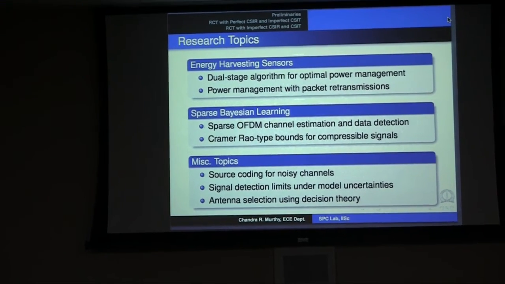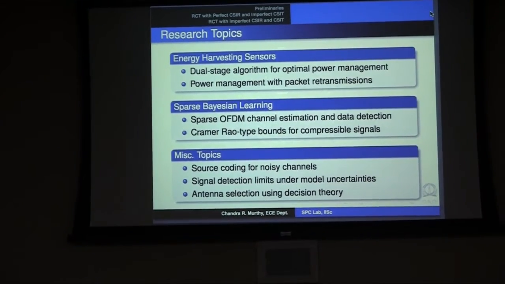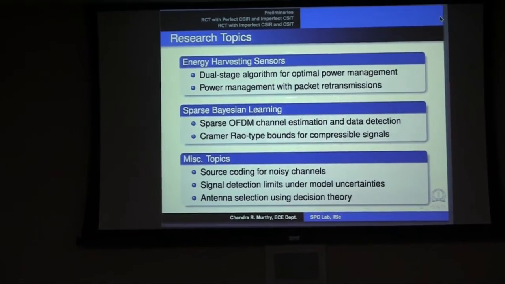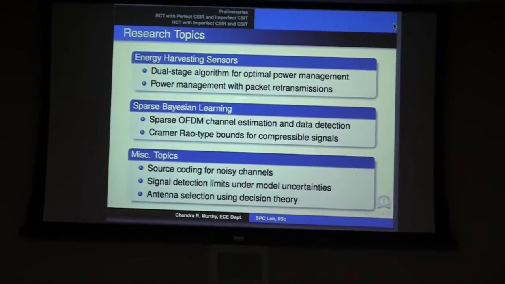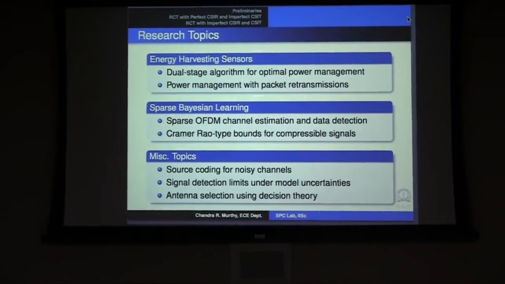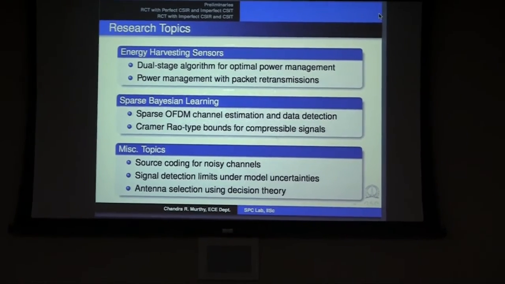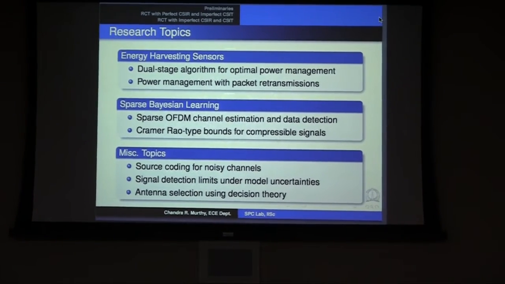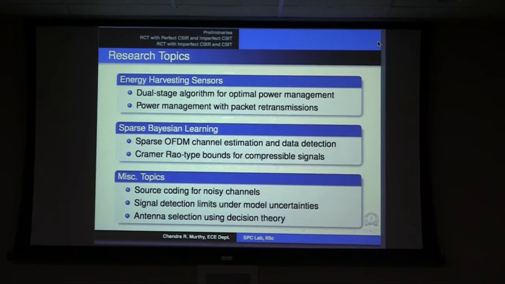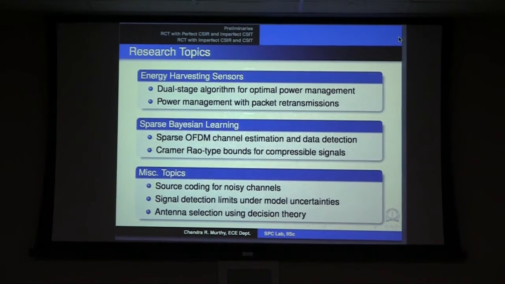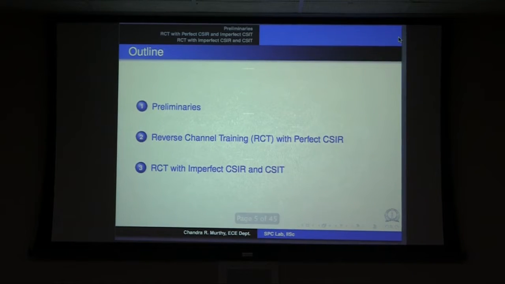Then, of course, there's this unclassifiable set of topics that we've worked on, which include source coding for noisy channels, signal detection limits under uncertainty, which is related to the SNR wall proposed by Anant Sahai, and selection problems using decision theory, so Markov decision theory. So this is the outline of the rest of the talk.